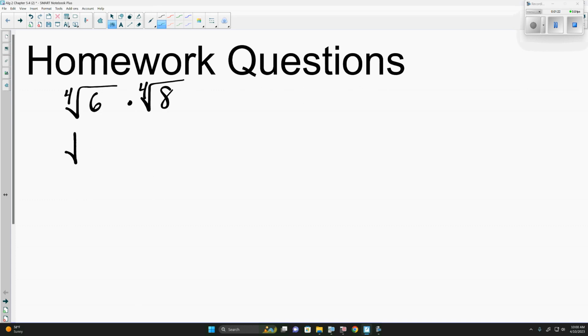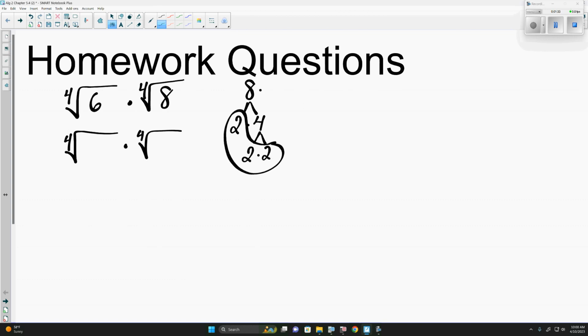Now, we can look at the prime factorization of both numbers. So 8 is 2 times 4. 4 is 2 times 2. So 8 is 2 to the third. So we can't take the fourth root of it because we only have 3 2's. For us to simplify it, we need 4. Now 6, this is prime factorization, is 2 times 3. That's as simplified as we can get it.